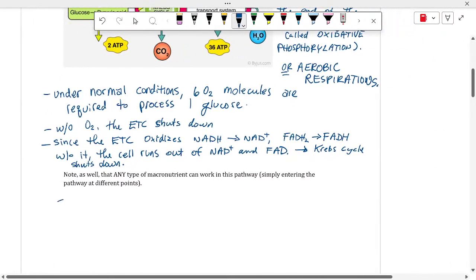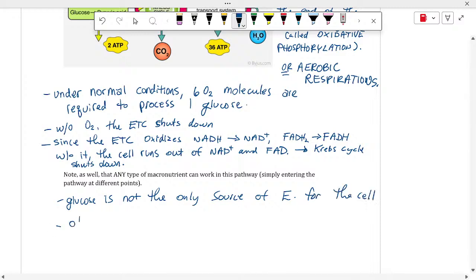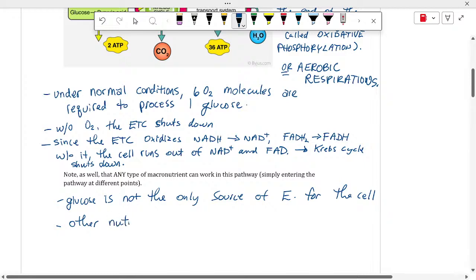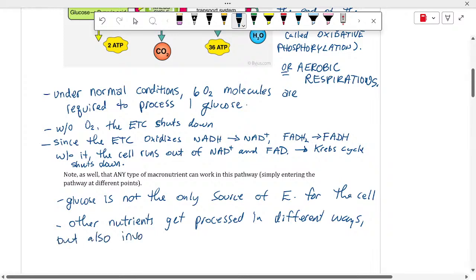Now, we made a note earlier and we said glucose is not the only source of energy for the cell. And we said that other nutrients get processed in different ways, but also involve Krebs cycle and the electron transport chain.